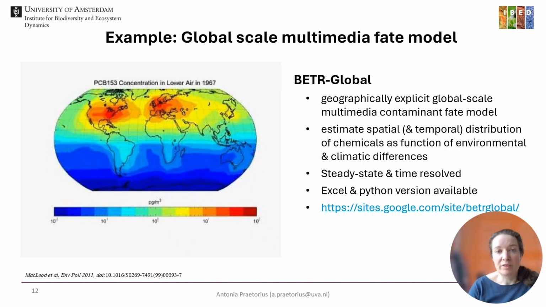An example of a global scale model is this one here, the BETR Global model, which is able to estimate the distribution of chemicals as a function of different environmental and also climatic differences. So this is also a very nice, very interesting model to use. You can actually access it freely and play around with it yourself if you're interested.